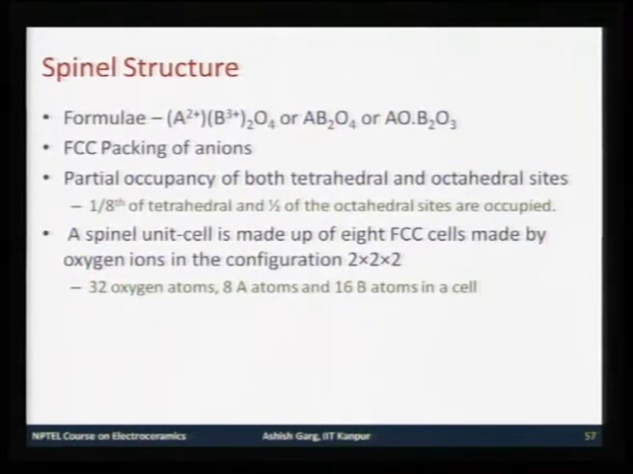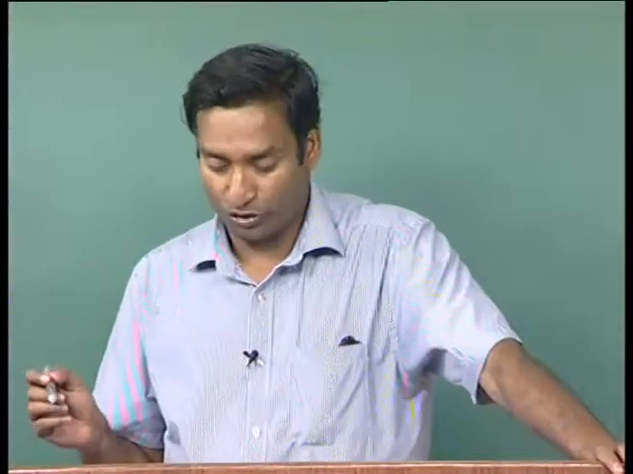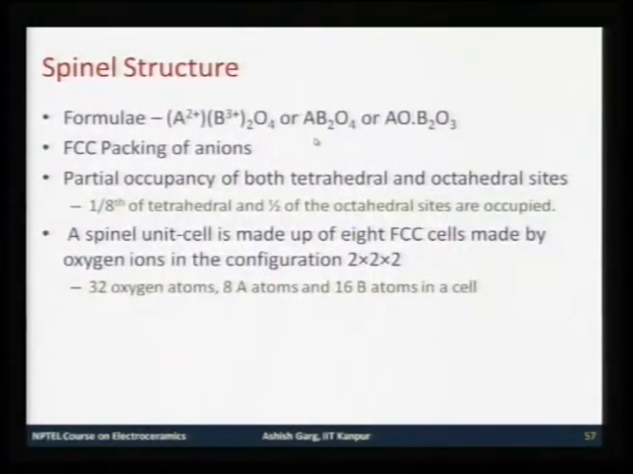Now what happens is that in these materials, these sites are not completely occupied, as you can see, because cations are only 3 and interstices are 4 plus 8, 12 per formula unit. So as a result, there is a partial occupancy of these interstitial sites. What you have is essentially 1/8 of tetrahedral and half of the octahedral sites occupied. So per unit cell, out of 32 octahedral, only 16 are occupied, and only 8 of the tetrahedral out of 64 are occupied. Essentially the unit cell is like 8 FCC cells made by oxygen atoms in the configuration 2 by 2 by 2. So it's a 2 by 2 by 2 cube consisting of 32 oxygen atoms.